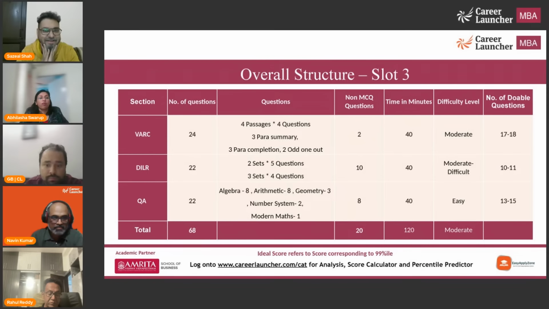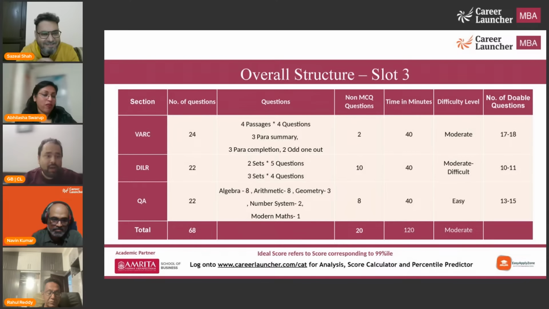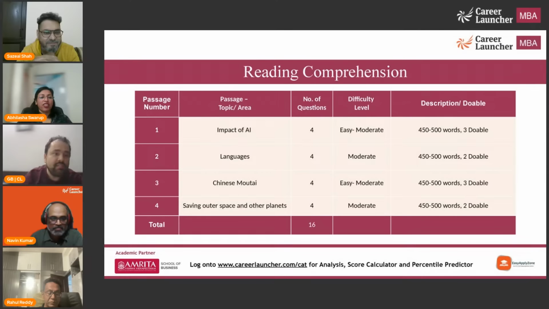I think students had expected this, that para jumbles were not going to come. So I think that was a good mindset to have. Perfect, lovely mindset to have. Nothing better than that. Having said that, I'll ask Abhilasha and Rahul to take us through the verbal section and get a little deeper into VARC. So over to you, Rahul and Abhilasha.